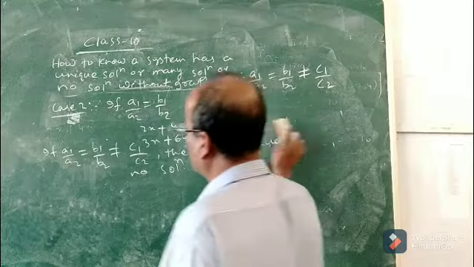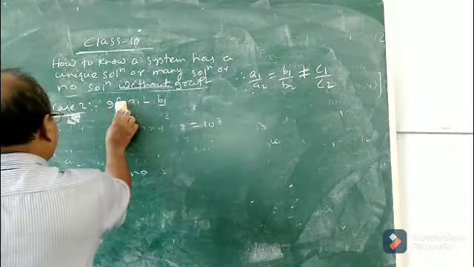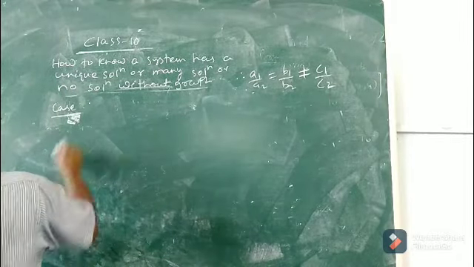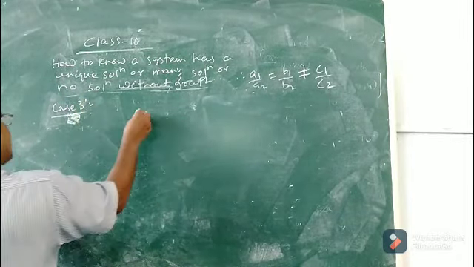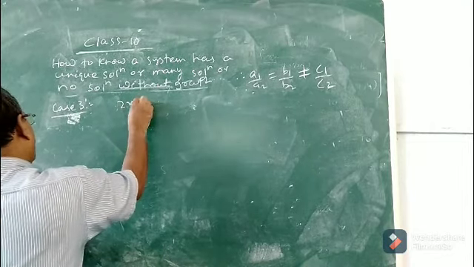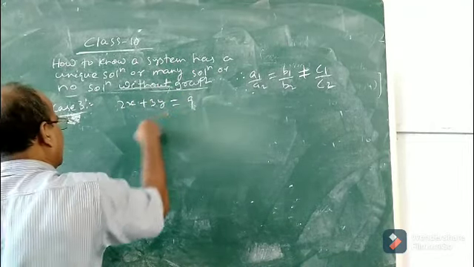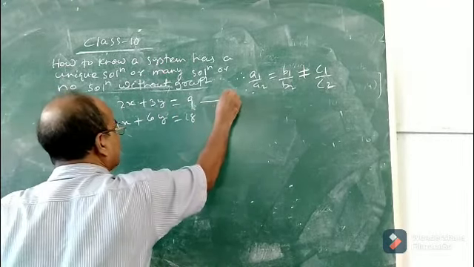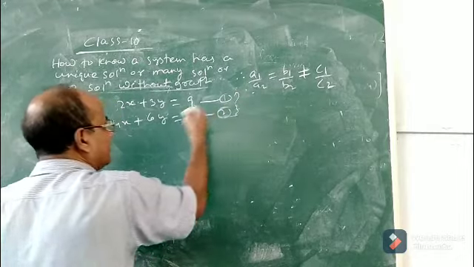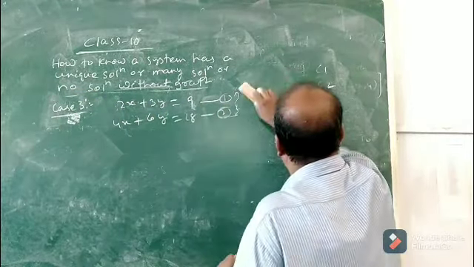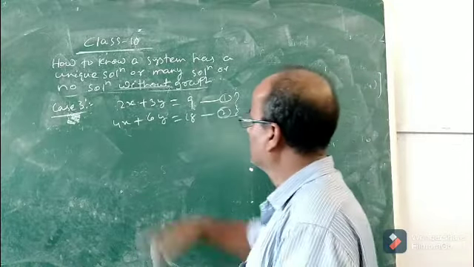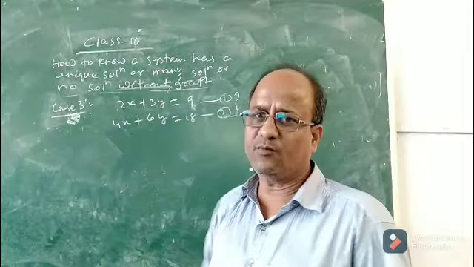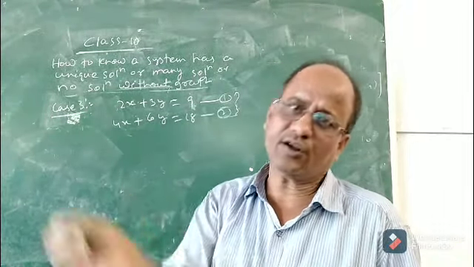Now let us consider the third case. In the third case, this is the final case, let us take one example. Suppose 2x plus 3y equal to 9, 4x plus 6y equal to 18. Let us consider this system or pair of linear equations in two variables and find out whether this system will have unique solution or no solution or many solution.